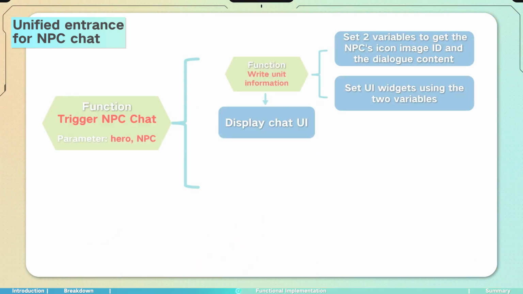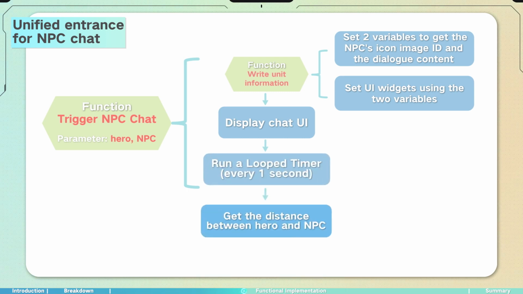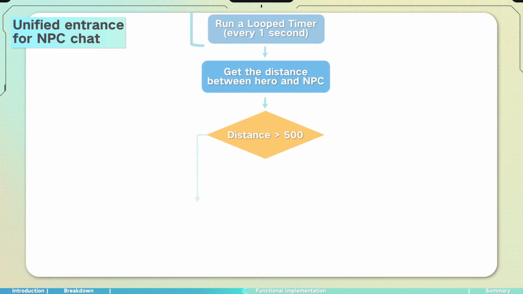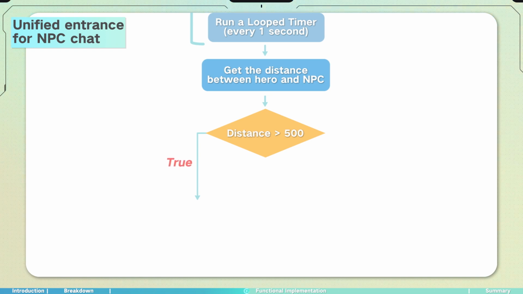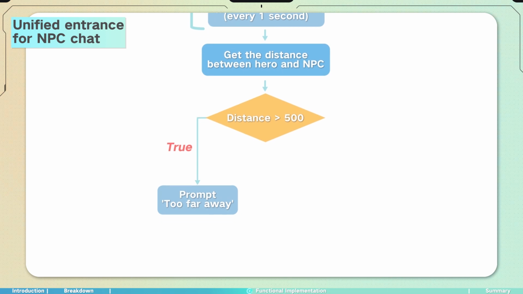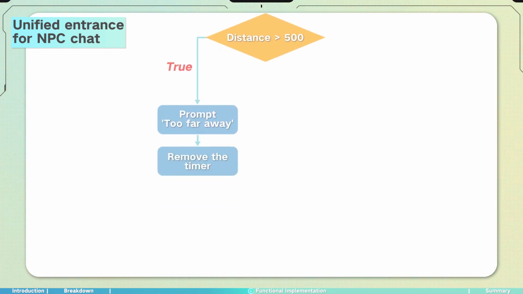Then, in function trigger NPC chat, we need to check the distance between the hero and the NPC every second, using a looped timer. If the distance is greater than 500, it means the player moves away. We prompt a message "too far away" to the player, remove the timer, and turn off the chat UI.